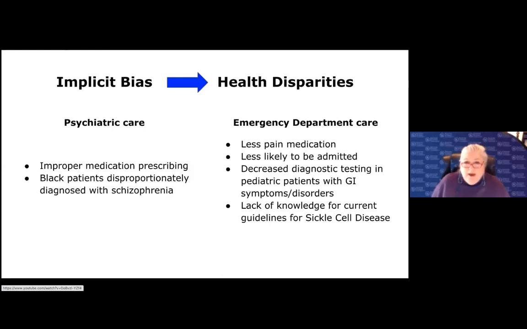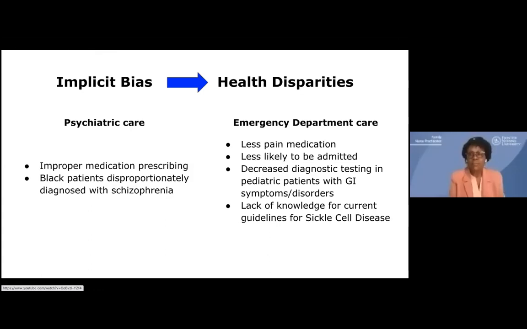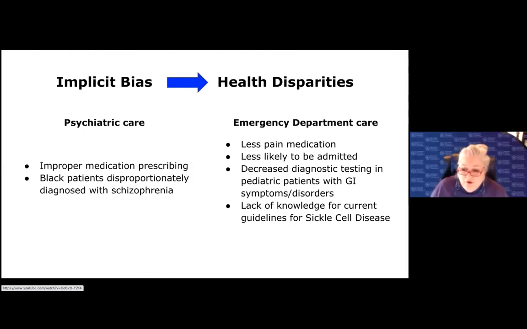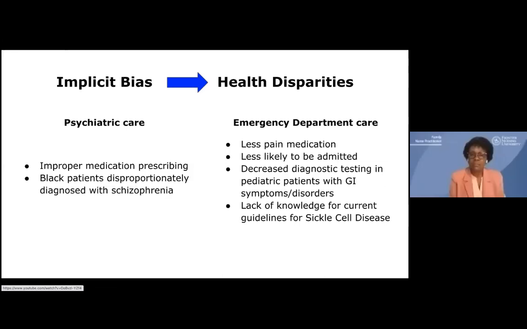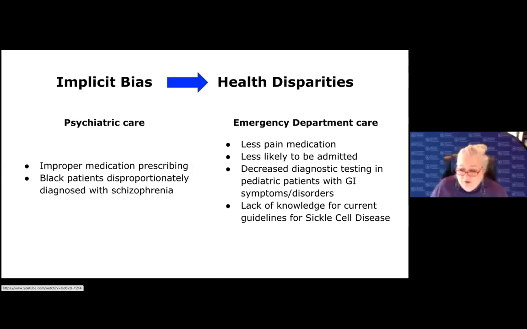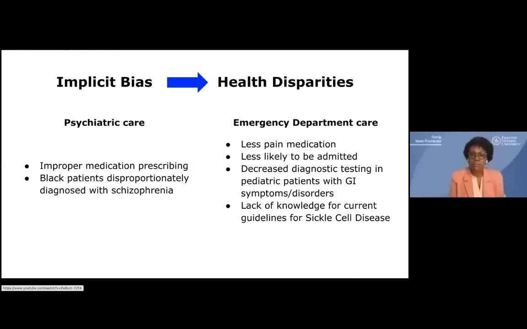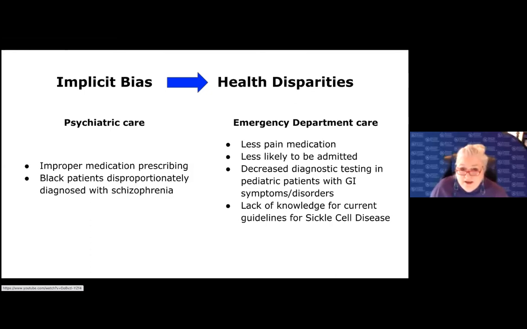Implicit bias can impact emergency department care. Studies have shown that there is less pain management for minorities. Also, they're less likely to be admitted to the hospital when it is needed. For example, Rose, the 37-year-old with the CVA, was not admitted. She was sent home. Decreased diagnostic testing. One study reported decreased testing in children with GI symptoms and disorders. Dr. John identified children as recipients of implicit bias.